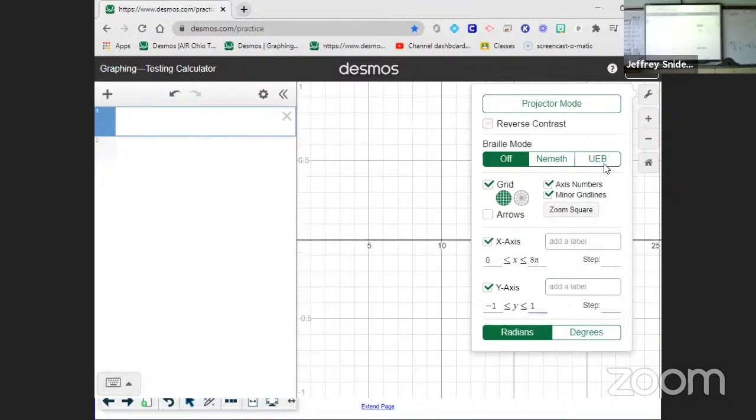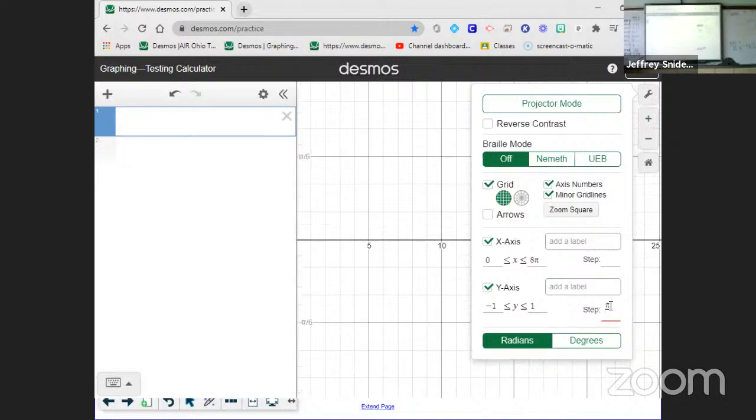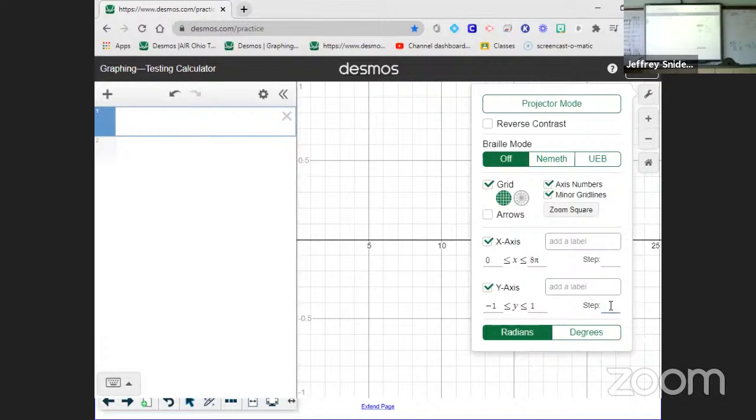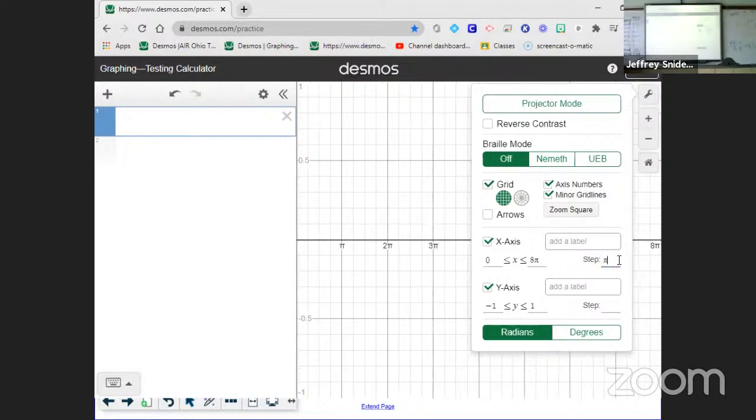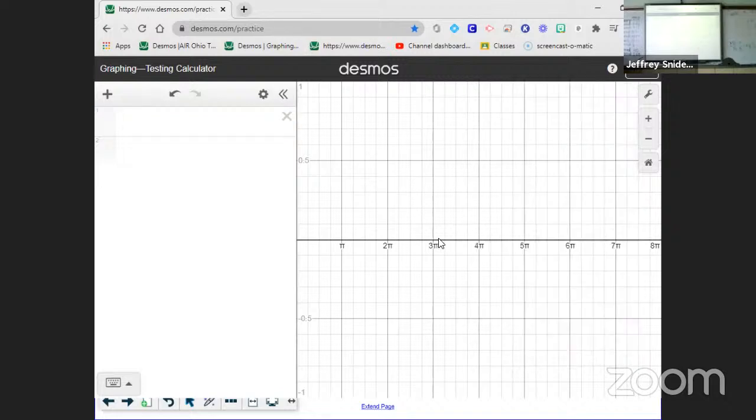All right, beautiful. And we're going to have it step by pi over... This is all stuff you'll get to learn how to do. I want to have the other one stepping by pi divided by, let's have it go by 6s. Beautiful. Look at that. Isn't that beautiful? Pi, 2 pi, 3 pi, 4 pi.